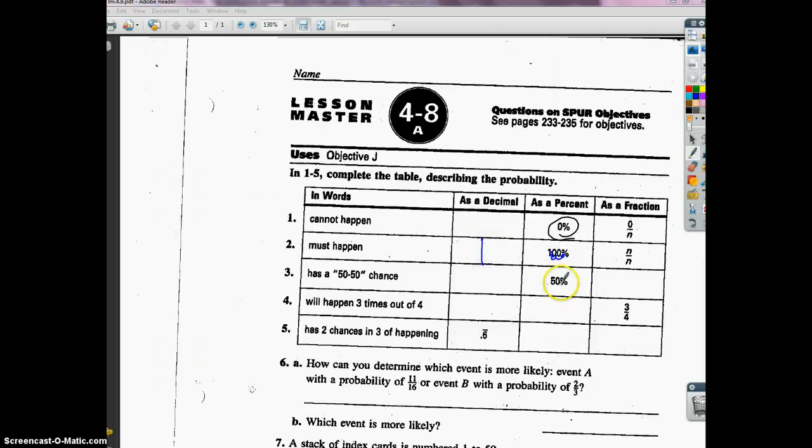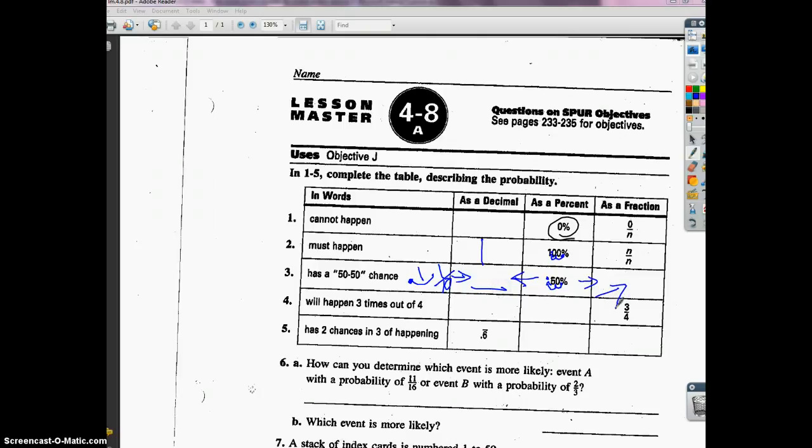Same thing here. 50%, moving it over twice, so the decimal point is right here. That would be the decimal. And what is 50% as a fraction? If I read this decimal, for example, if my decimal was 0.1, I would read this as 1/10, and I know 1/10 as a fraction is 1 over 10. So put that, read it, and put the fraction here.